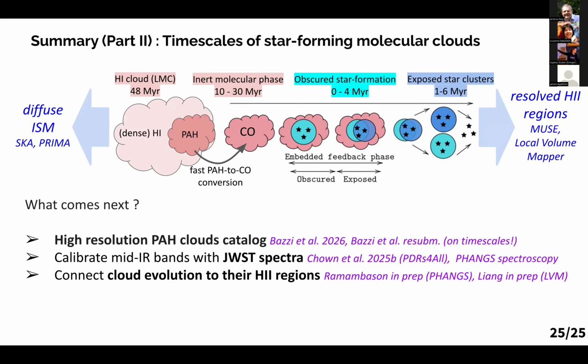First, there's still some work to build a really high-resolution catalog of PAH clouds. This is ongoing work, and also in parallel, work to calibrate this large photometric band with JWST spectroscopy. And to connect the clouds to the HII region properties, there are different ways to do that, but you will hear a bit more about approaches with MUSE, for example, to measure the ionized gas properties in the talk coming just after me. Thank you very much.